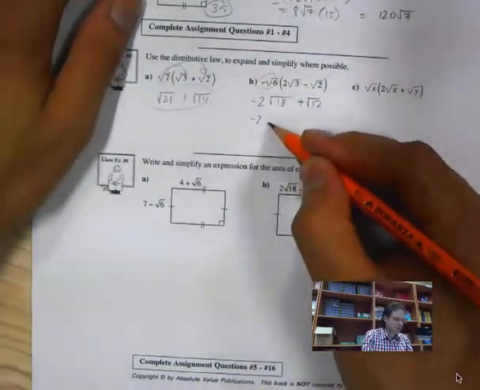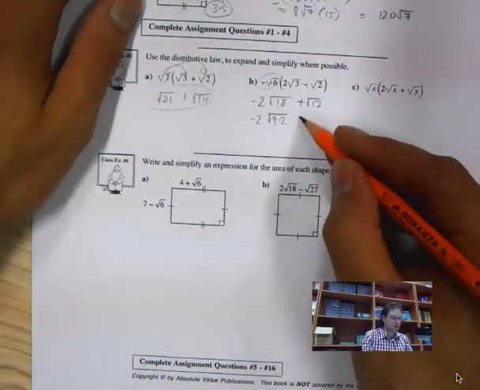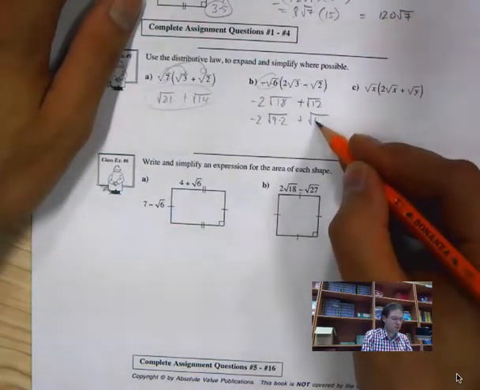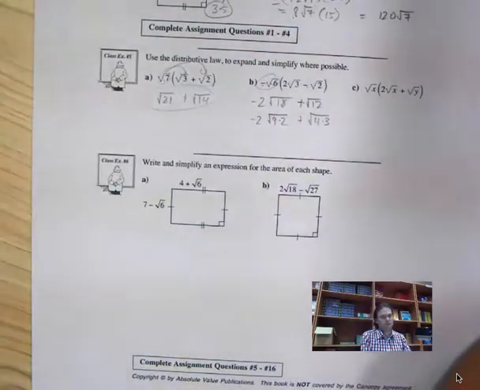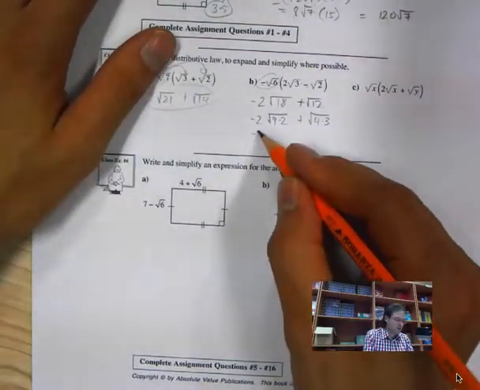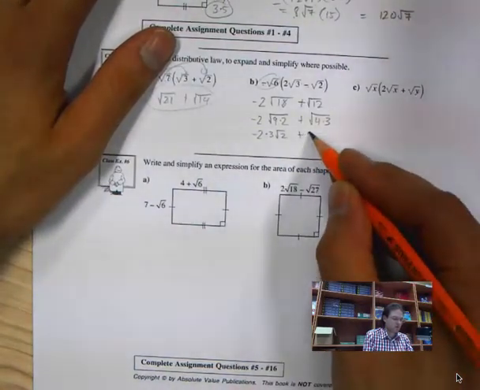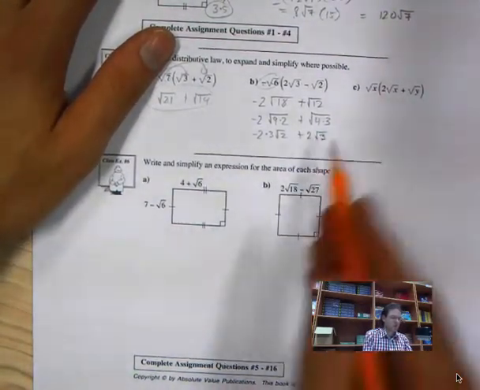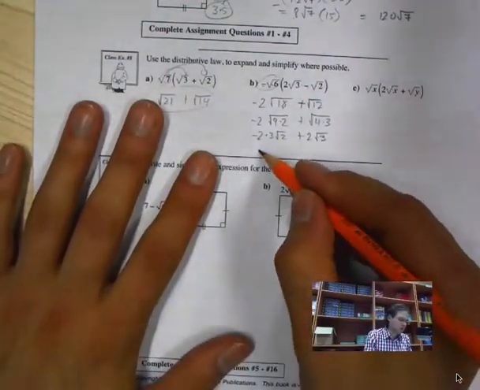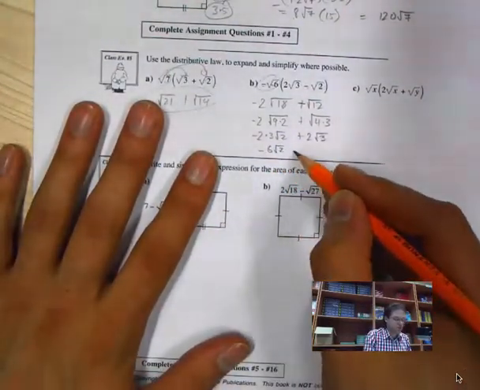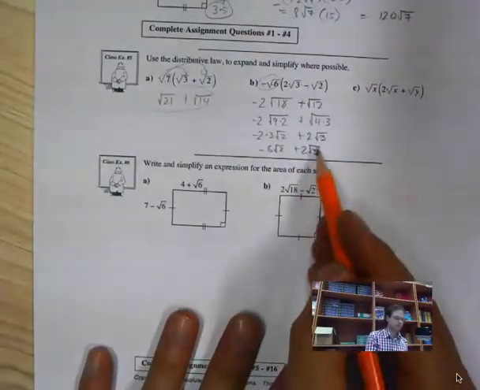This is the same as negative 2 root, because this is 9 and 2, 9 times 2, plus root 4 times 3. I know the square root of 9 is 3. So that's negative 2 multiplied by 3 root 2 plus 2 root 3. We can't combine these because they still aren't similar radicals. But this will give me negative 6 root 2 plus 2 root 3. And that is my final answer. Okay?